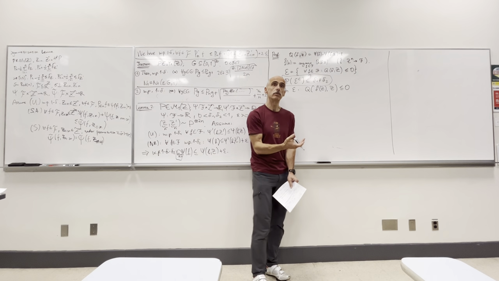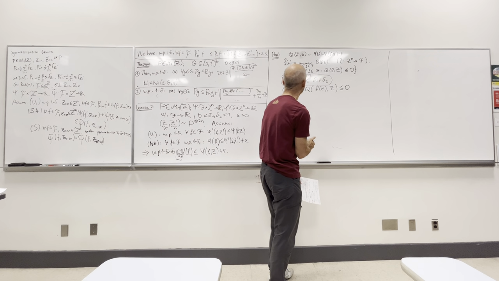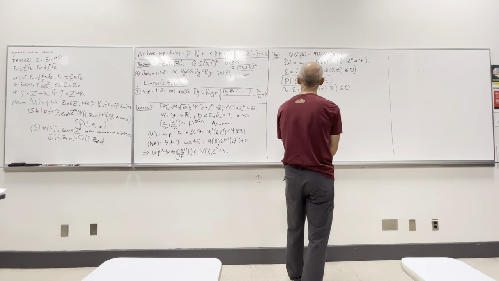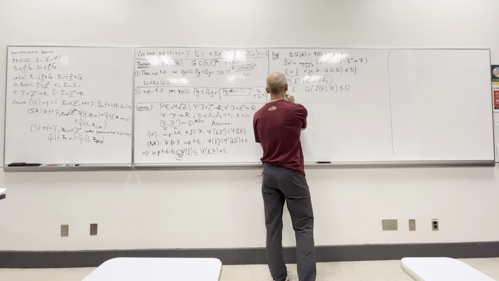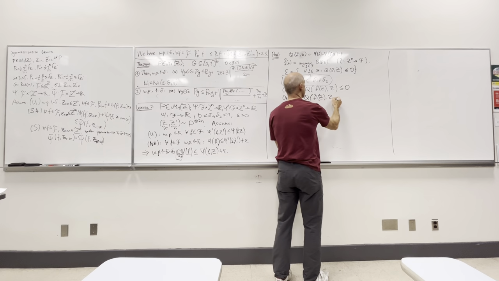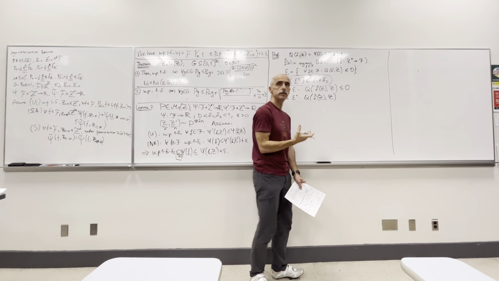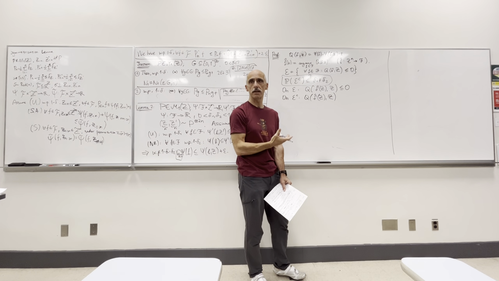So it's also true that if you are on the complement of the event and you plug in q f hat Z, this cannot be smaller than or equal to zero. It has to be bigger than zero.